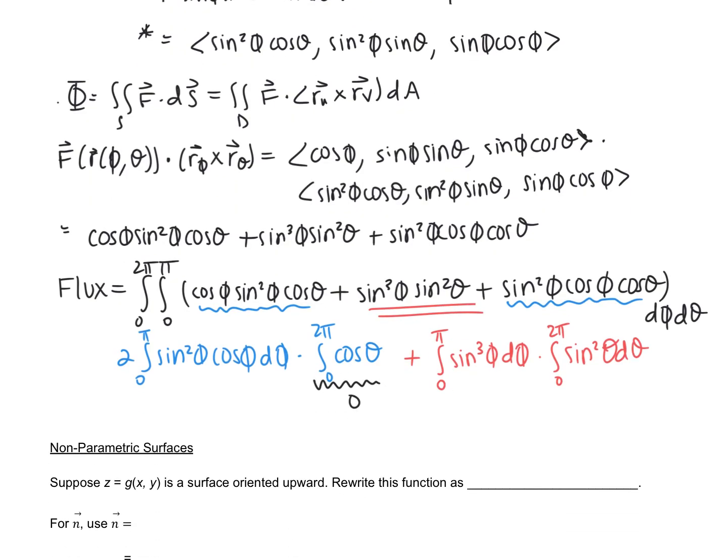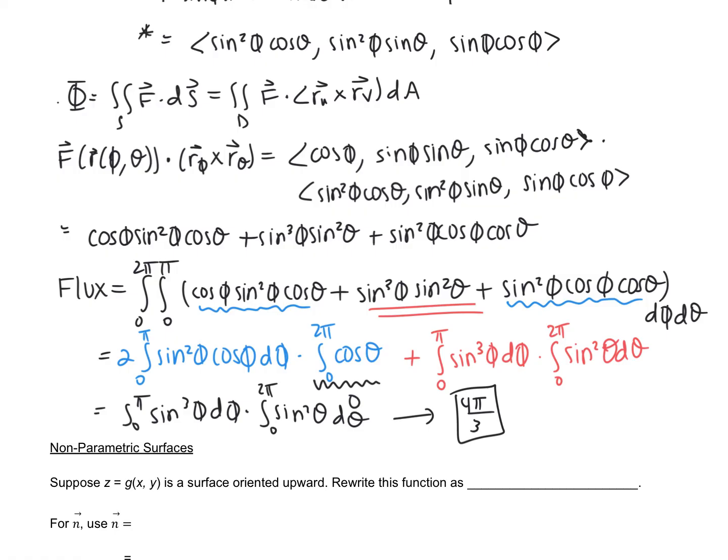So really, what this becomes is the integral from 0 to pi of sine cubed of phi d phi multiplied by the integral from 0 to 2 pi of sine squared of theta d theta, which ends up as 4 pi over 3. And if you don't remember how to do that integration, it's very similar to example 1 from these notes. You just need a few trig substitutions. So look back at example 1 if you want to remember how to integrate sine cubed or sine squared.